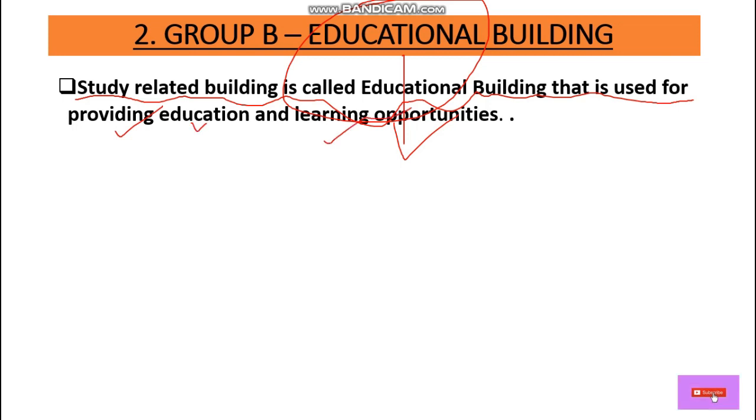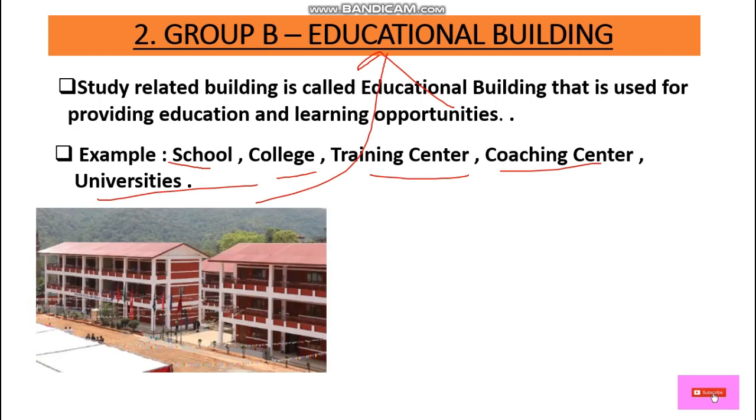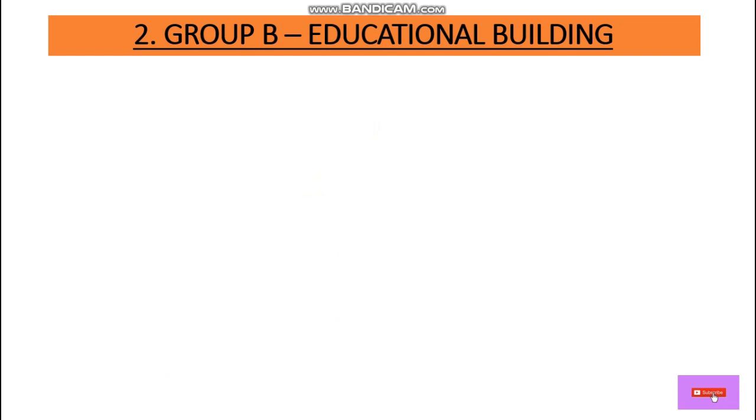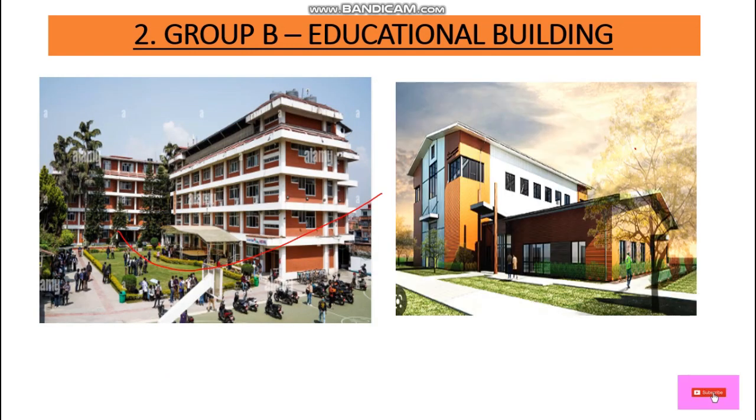Education and learning opportunity. So examples are a school, college, training center, coaching center, university. These all are educational building. So this is the example. So this is the school building and this is the university. So these are the educational building.